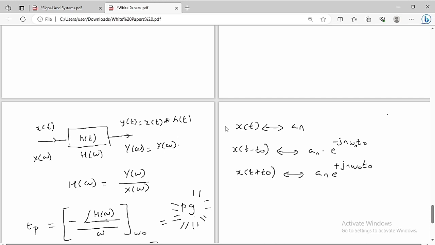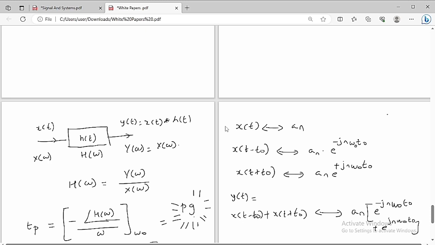Suppose if I add these two signals, so a of t is the summation of these two signals, x of t minus t naught plus x of t plus t naught. So what is the Fourier series coefficient? Just add these two things. If I add these two things, what am I going to get? An a common, e to the power of minus jn omega naught t naught plus e to the power of plus jn omega naught t naught that I am going to get here.